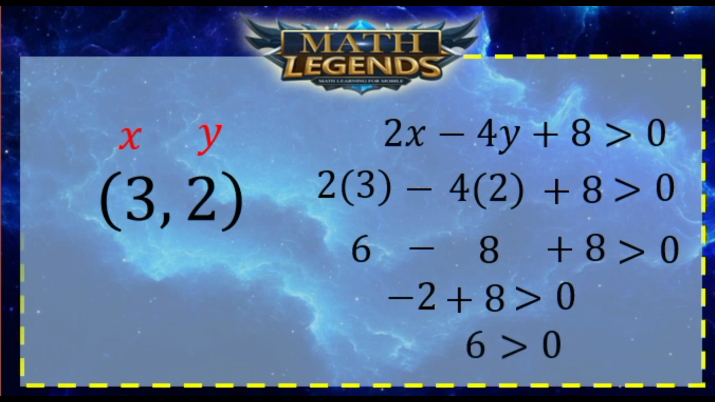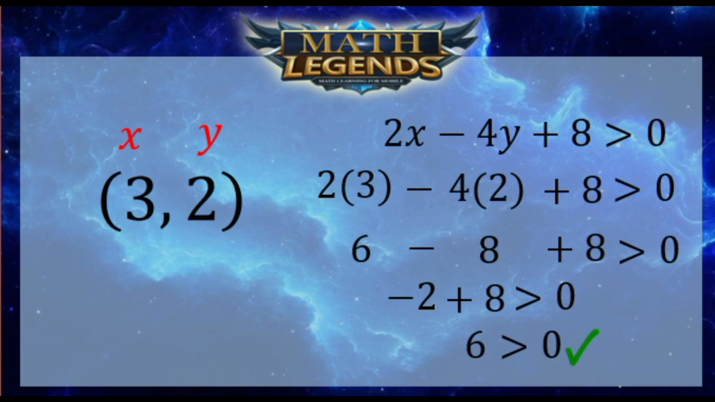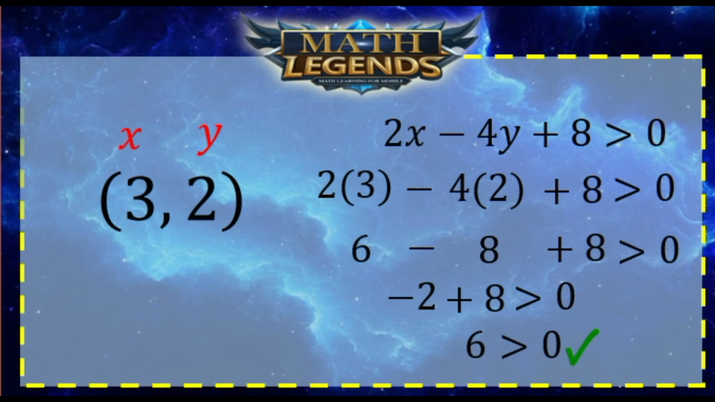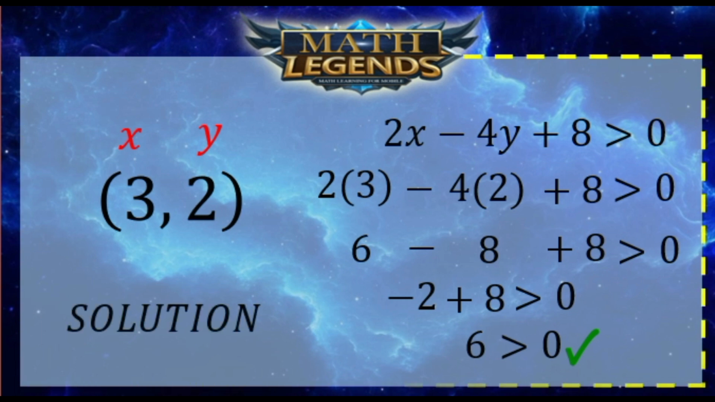And in here, it is true that 6 is greater than 0. So therefore, we can consider the ordered pair (3, 2) as a solution of our given linear inequality.